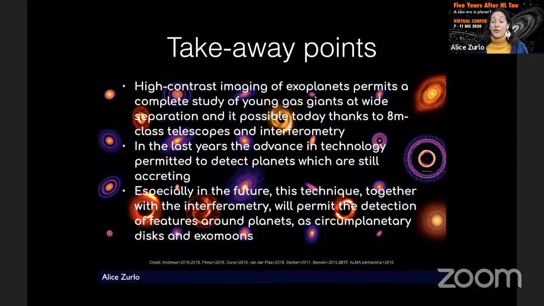Especially in the future, this technique with others, like interferometry or spectroastrometry, will permit the detection not only of planets, but also of features around planets, such as circumplanetary disks or even exosatellites, to find life even outside our solar system.